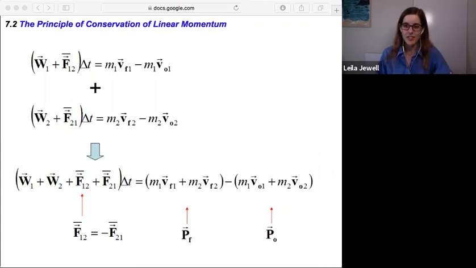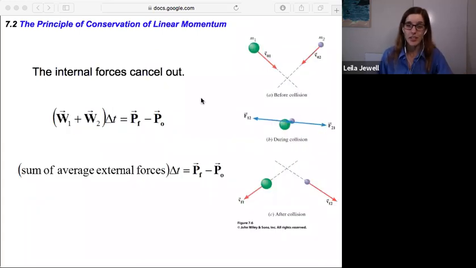So what we see here is that because the internal forces cancel out because they're equal and opposite forces, it's just the weights times the time interval is equal to the change in momentum from final minus initial. And instead of weights, we could make this more general to say it's the sum of the average external forces times the time interval over which they're acting is equal to our change in momentum of the system, where this P final includes both mass 1 and mass 2, same with the P initial.